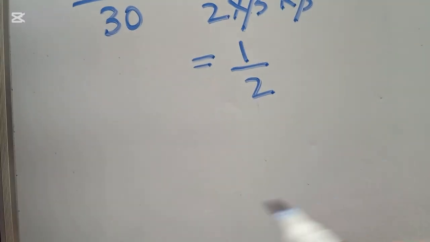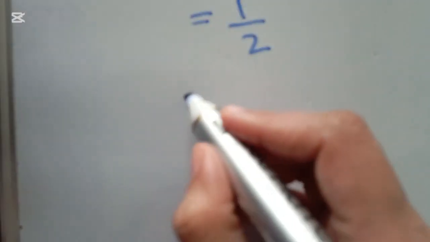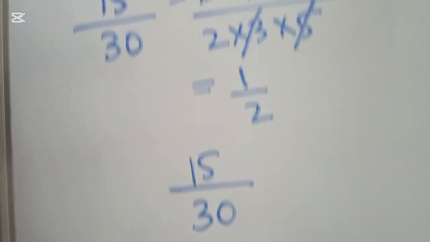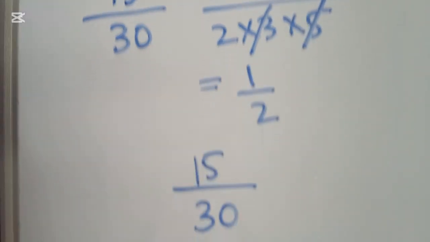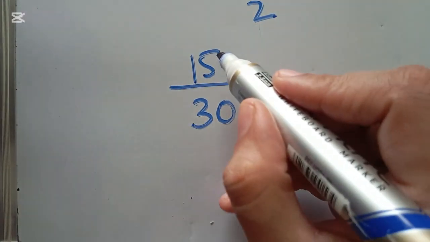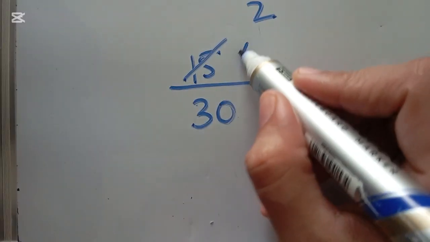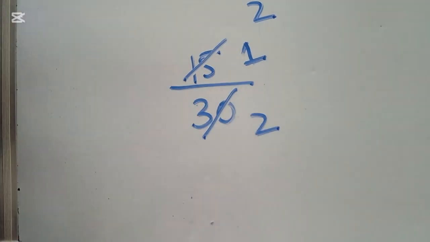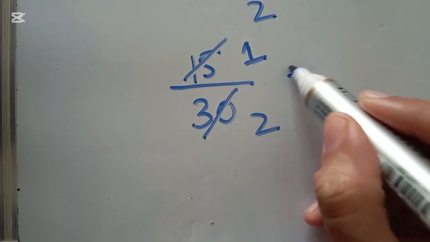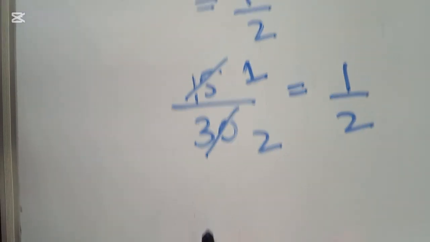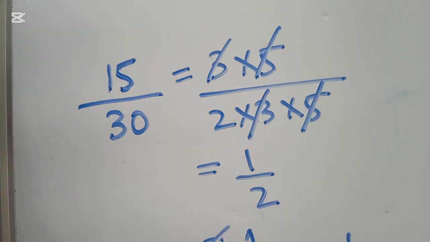But again I told you, if you are good at tables and you have understood the concept of how fractions are simplified, then you can do this directly. If you are good at tables, then you can know that 15 multiplied by 1 is 15 and 15 multiplied by 2 is 30. So you can get the answer directly, that is 1 over 2. It is the game of practicing and becoming good at tables.